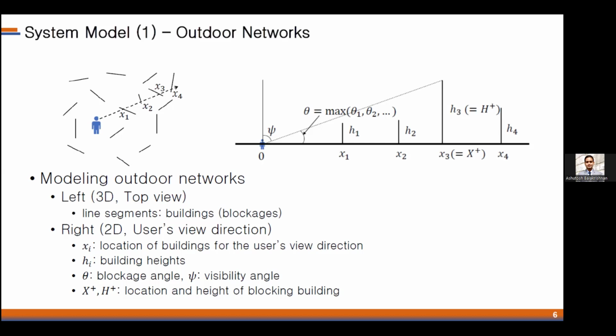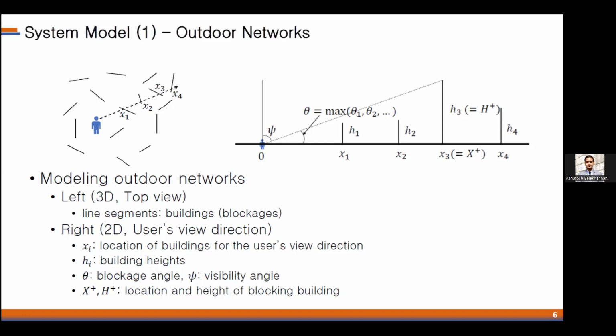So the user is here, and the vertical lines, again, you might think of as obstacles, buildings or blockages. X_i and H_i are the locations and heights of each building. So when you see here, you can see that the third building, which is located at X_3, blocks the sky visibility the most.